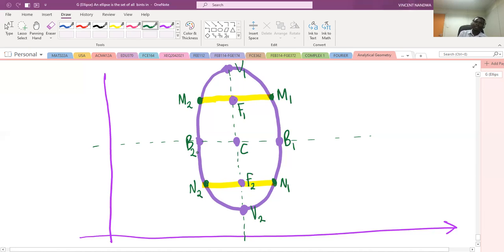So what we know is that the coordinates of the center is h, k. Distance from the center to one of the vertices is b units. So this is b units, this also b units. And distance from the center to the foci is c units. Distance from the center to the vertices is a units.